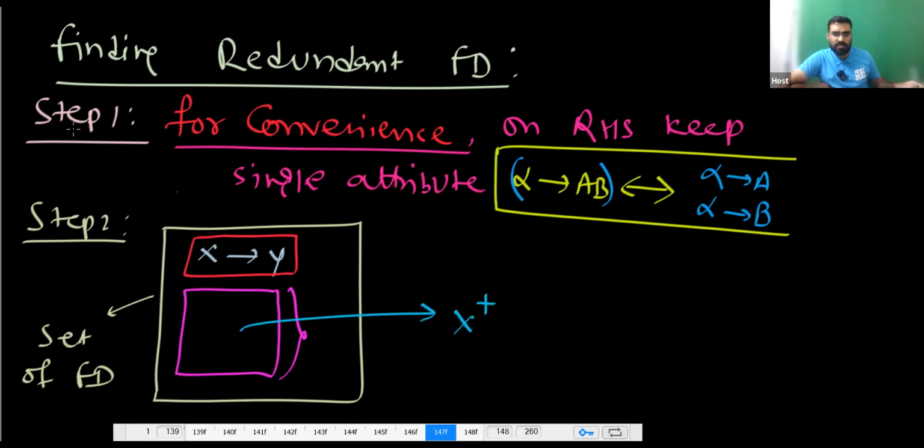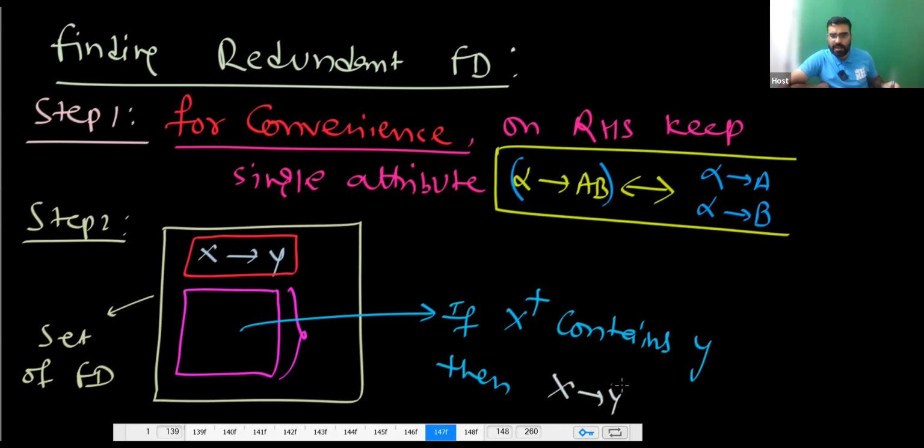If X closure contains Y, then what can I say? Then I can say this X determining Y is redundant. Yes or no? So this X determining Y is redundant. Very simple, this is the method.